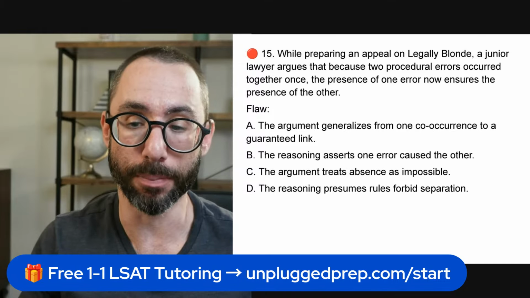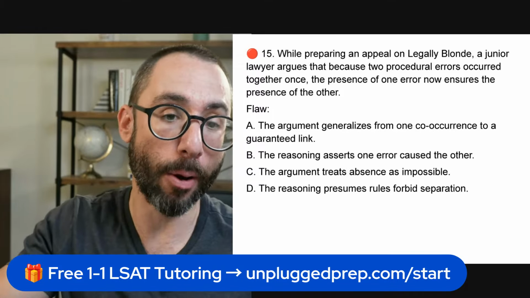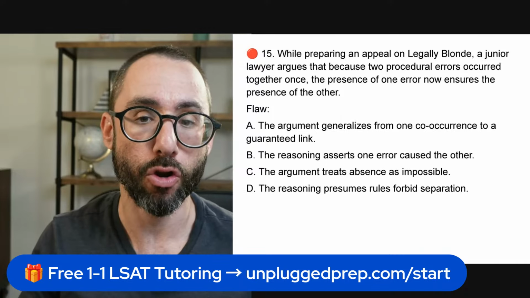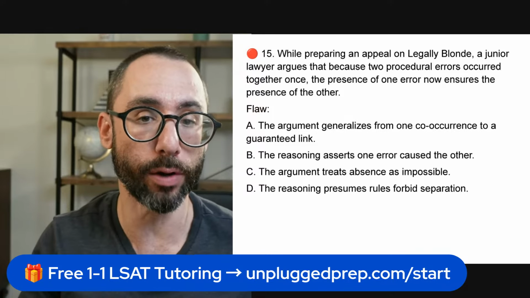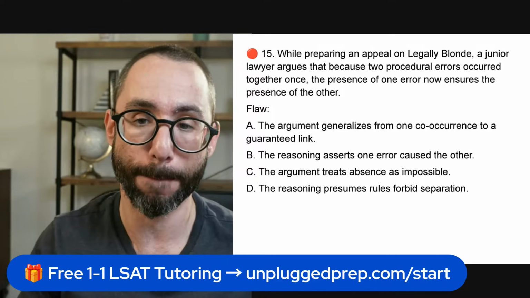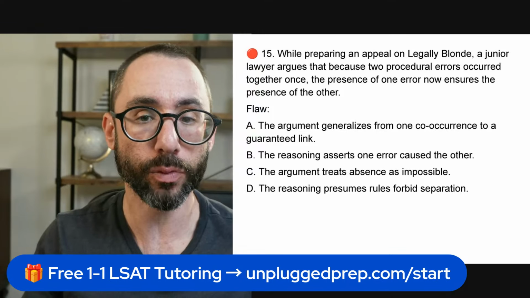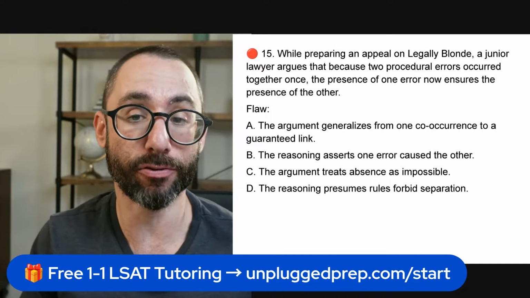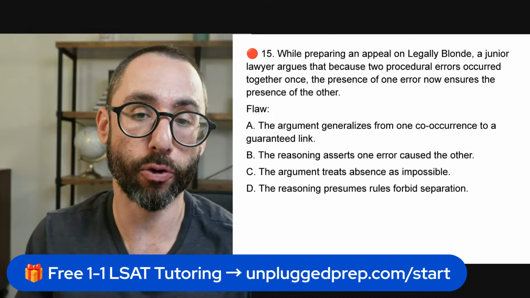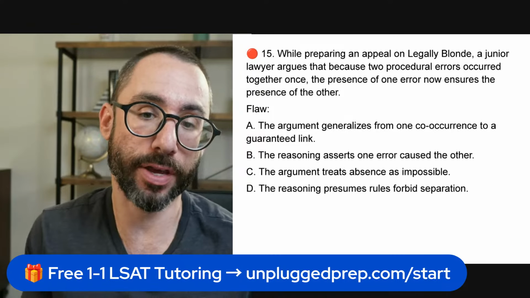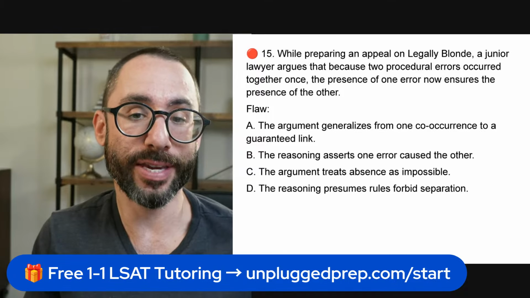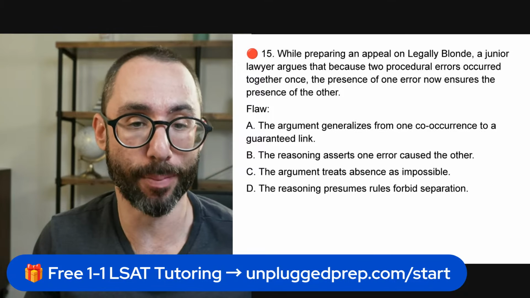On to number 15. While preparing an appeal on Legally Blonde, a junior lawyer argues that because two procedural errors occurred together once, the presence of one error now ensures the presence of the other. What is the flaw? A, the argument generalizes from one co-occurrence to a guaranteed link. B, the reasoning asserts one error caused the other. C, the argument treats absence as impossible. Or D, the reasoning presumes rules forbid separation.